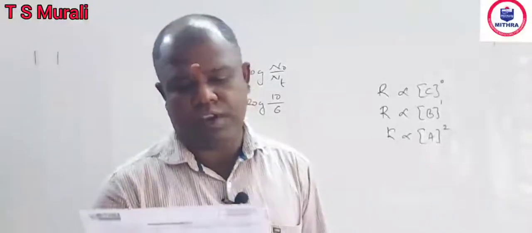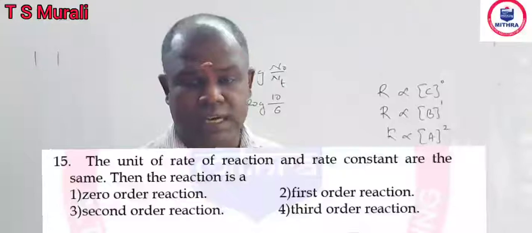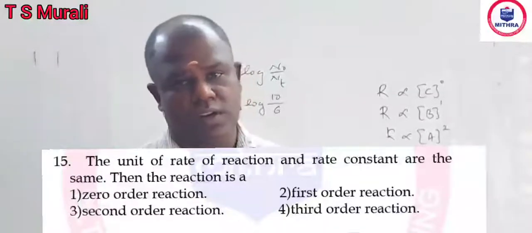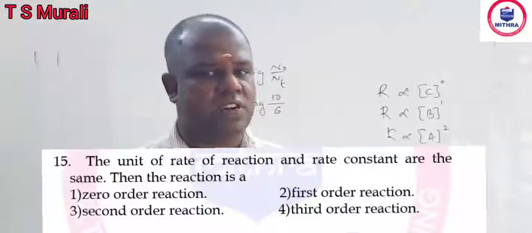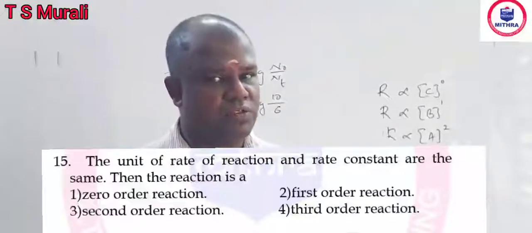15. Unit of the rate of reaction and rate constant are the same. Goes to 0 order. Only for 0 order, rate and rate constant have the same dimension. That is why we have written rate equal to K for a 0 order reaction.